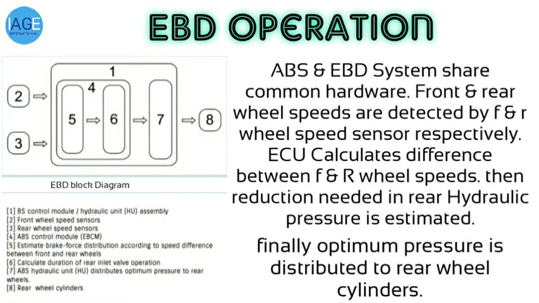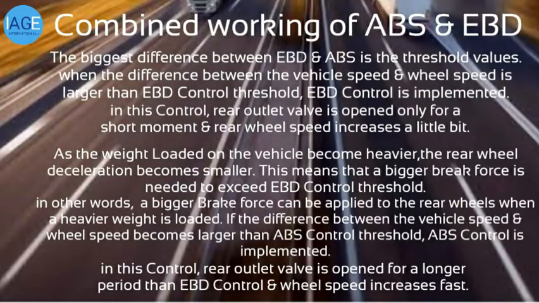EBD operation. ABS and EBD systems share common hardware. Front and rear wheel speeds are detected by the front and rear wheel speed sensors respectively. The ECU calculates the difference between front and rear wheel speeds, then the reduction needed in rear hydraulic pressure is estimated. Finally, optimum pressure is distributed to the rear wheel cylinders. Combined working of ABS and EBD.